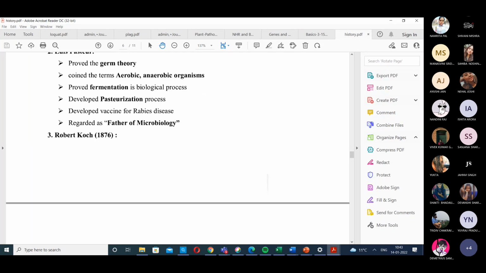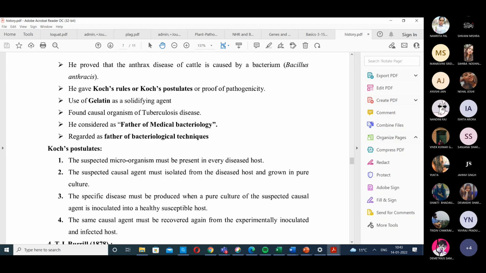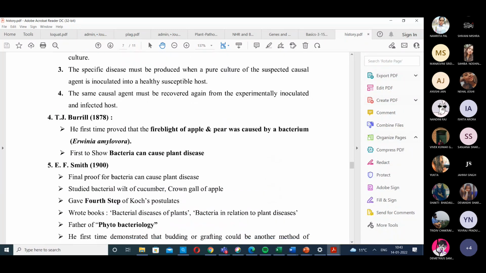Then we have Robert Koch. I guess we discussed Robert Koch enough when we discussed Koch's postulates. So he proved that anthrax disease is caused by a bacterium. He gave Koch's rules or Koch's postulates, the proof of pathogenicity. He used gelatin as a solidifying agent in the media. He found the causal organism of tuberculosis disease also. He's considered the father of medical microbiology and regarded as the father of bacteriological technique. So Koch's postulates we know already, so we are not going to discuss them.